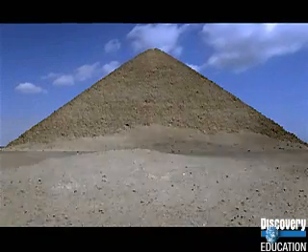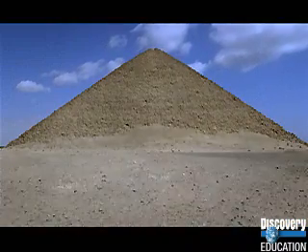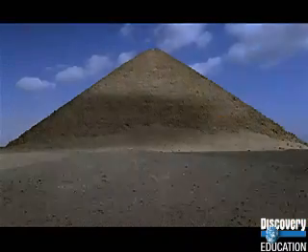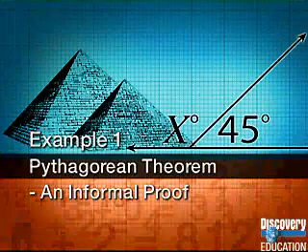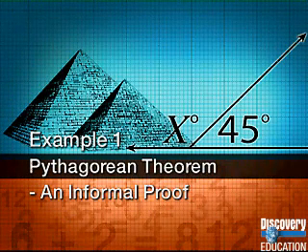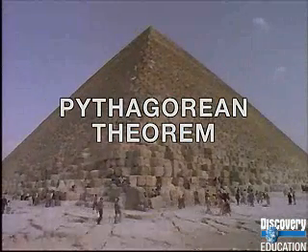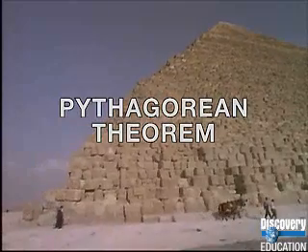All the sloping edges of the pyramid will have the same measurement because the faces of the pyramid are congruent isosceles triangles. The Pythagorean theorem can allow us to calculate one side of a right triangle if we know the lengths of the other sides.